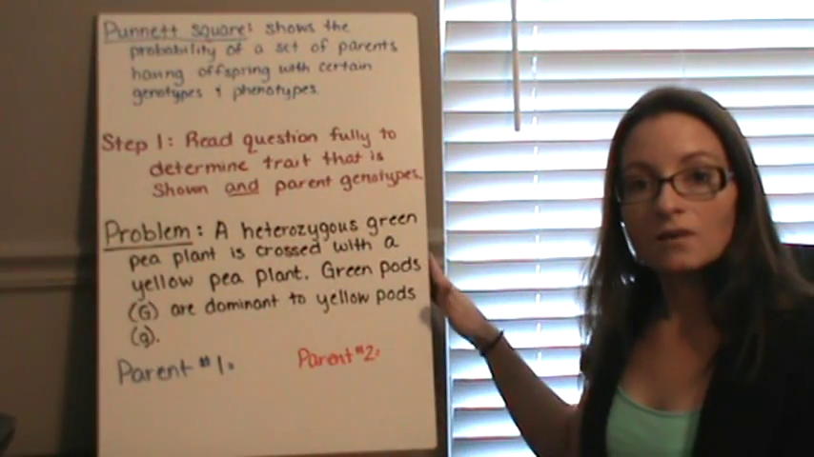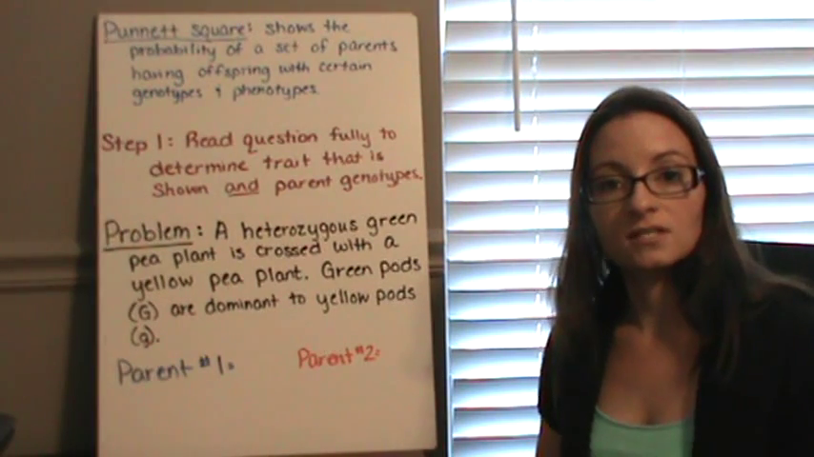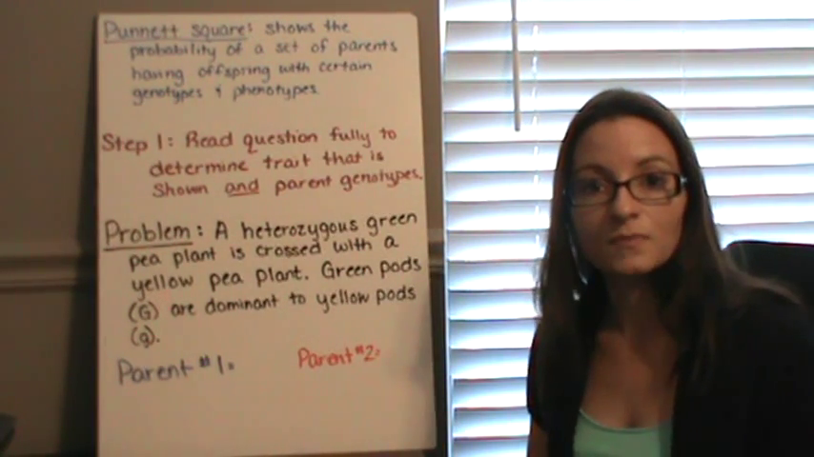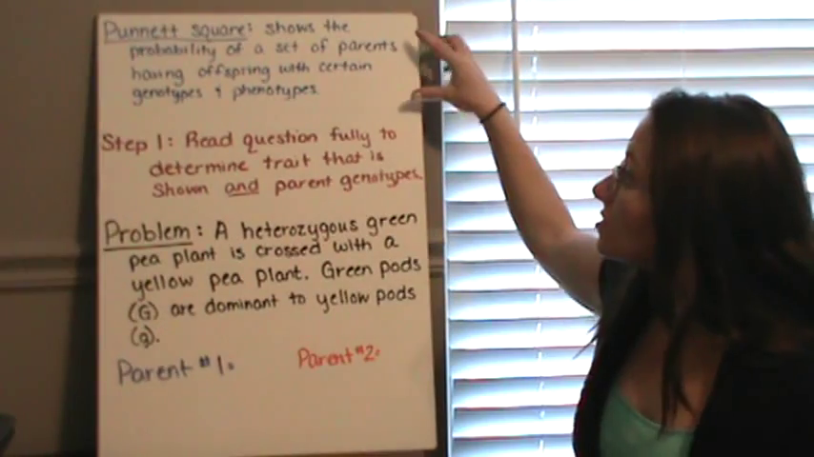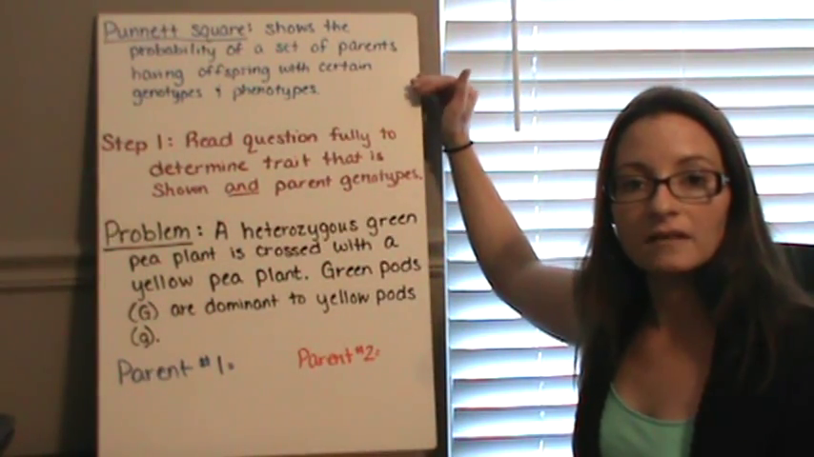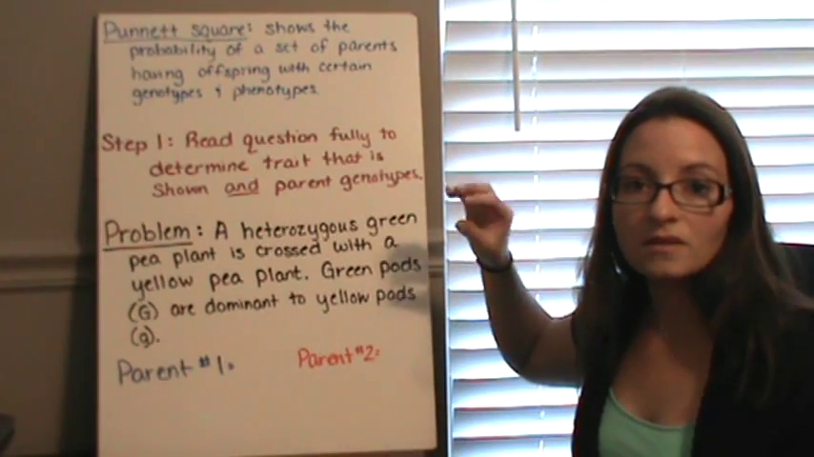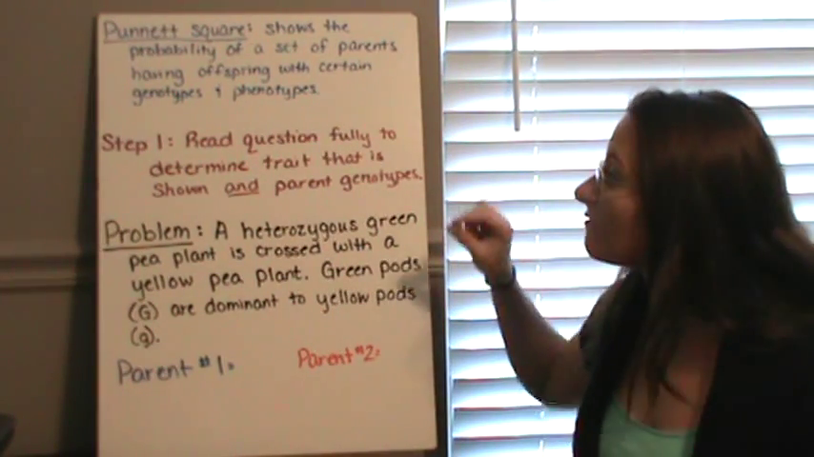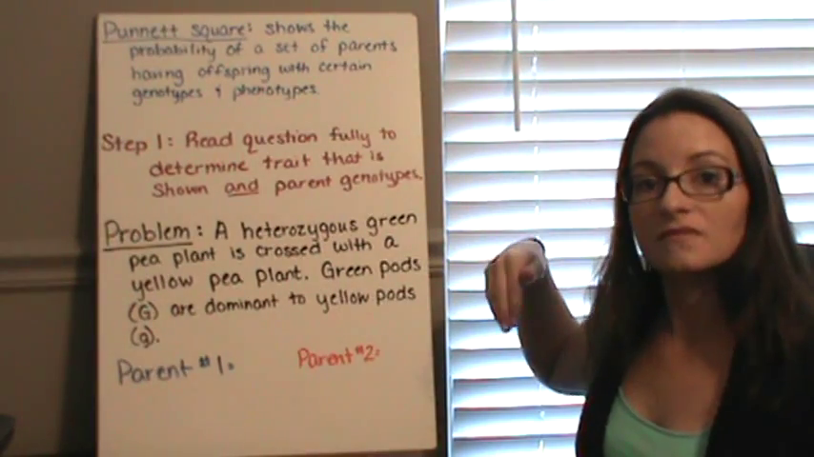So in terms of that, we're going to take a look at how we pass those traits on to offspring, and what that actually means. A Punnett square is going to show us the probability of two parents passing on traits, and what the probability of those genotypes and phenotypes are with those offspring.